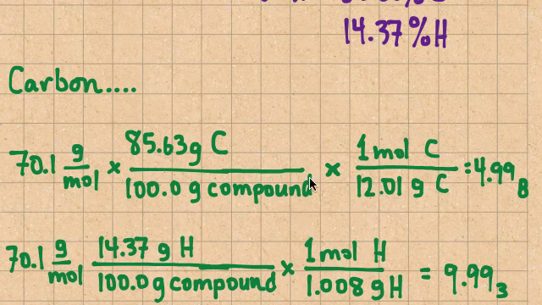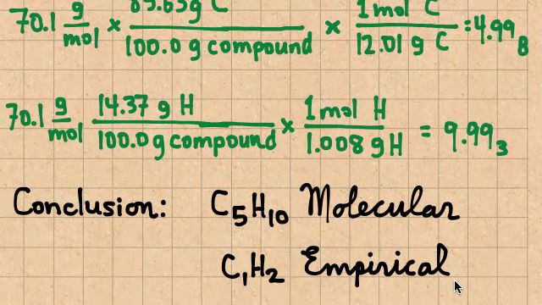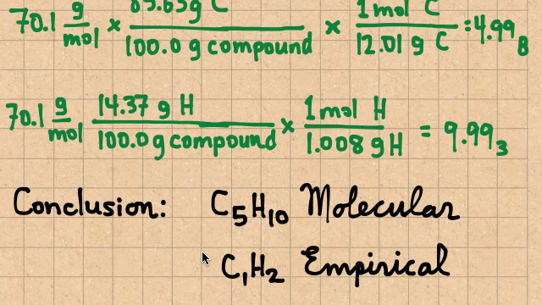Then check out what I do over here. I say take this and do one more conversion with it, and that is 12.01 grams per mole of carbon, and lo and behold, you get an integer, or something close to an integer, and that's close to 5, and this is close to 10, and so you know what? My molecular formula, based on the total molar mass, is C5H10, which also divides down by 5. The empirical formula for that C5H10 would be C1H2.